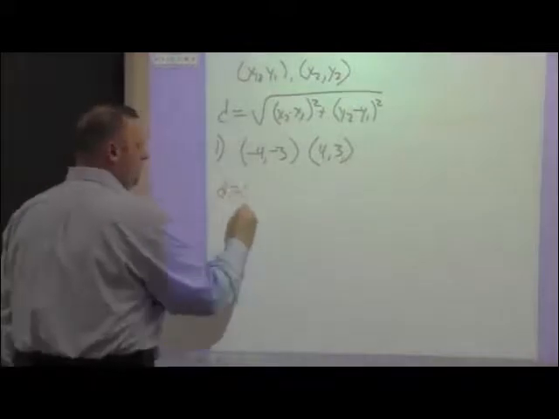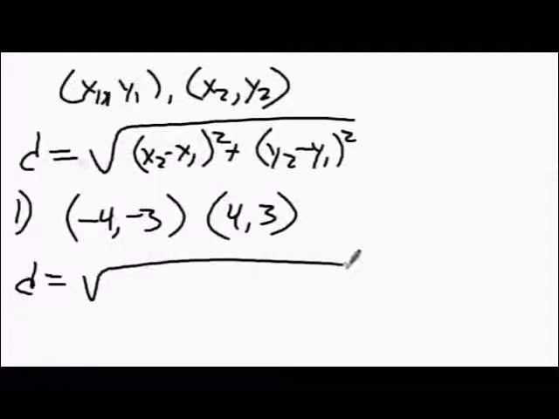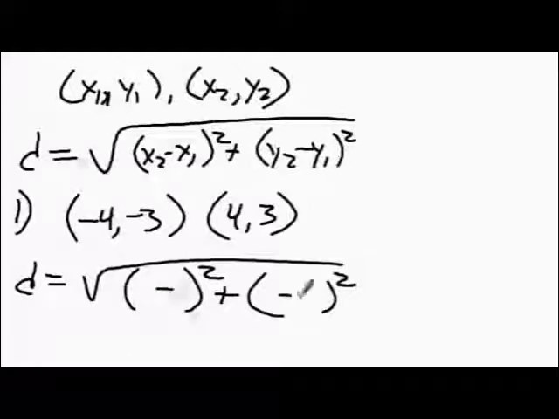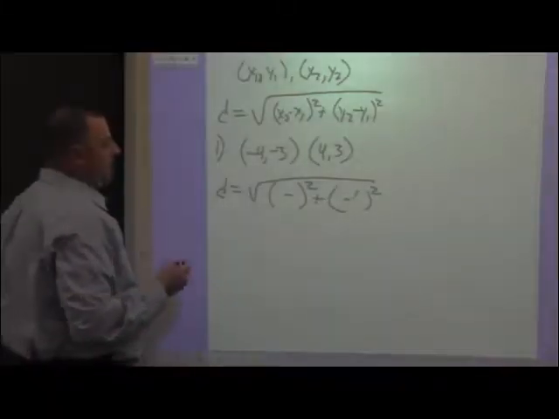So distance equals square root. What I like to do is I like to go ahead and put my quantity squareds in here so I don't forget to square the numbers. Now I'll put my minuses in there, just following the formula. Now let's plug in the numbers.